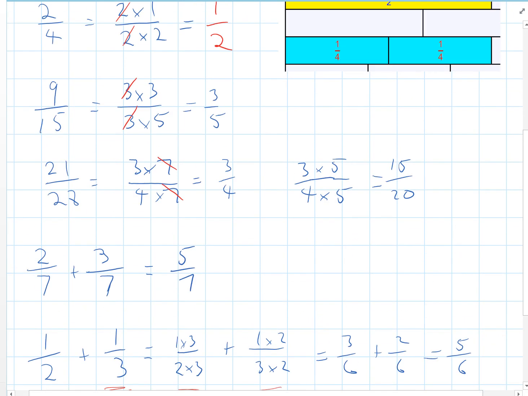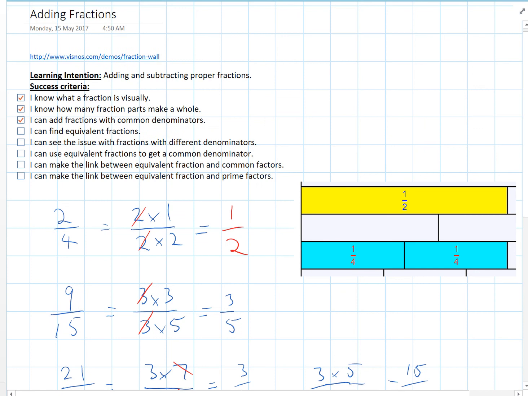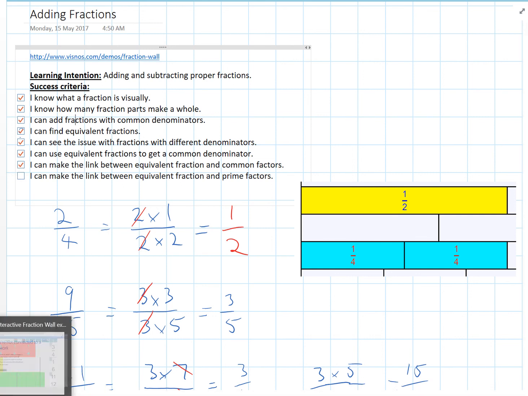Let's go back to our success criteria. We've done: I can find equivalent fractions. I can see the issues with fractions with different denominators. If they haven't got the same denominator, then they're different sizes. I can use equivalent fractions to get a common denominator. Yep, that's how we've done that. I can make a link between equivalent fractions and common factors. Yep, we've seen that. And I can make the link between equivalent fractions and prime factors. Okay, let's have a look at that. Last thing we're going to do.